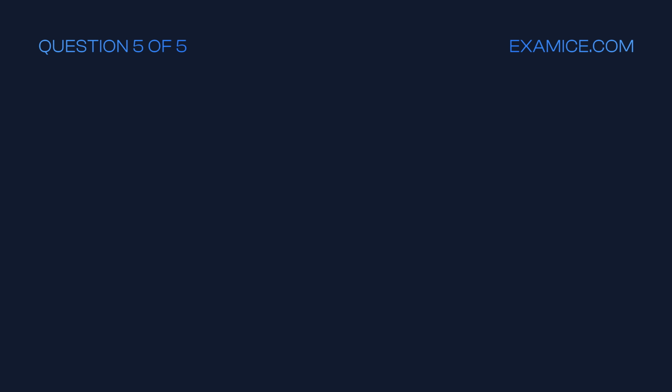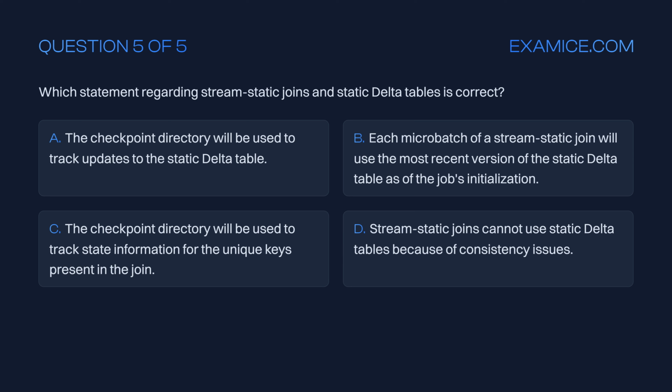Question 5. Which statement regarding stream static joins and static delta tables is correct? Option A. The checkpoint directory will be used to track updates to the static delta table. Option B. Each micro batch of a stream static join will use the most recent version of the static delta table as of the job's initialization. Option C. The checkpoint directory will be used to track state information for the unique keys present in the join. Option D. Stream static joins cannot use static delta tables because of consistency issues.